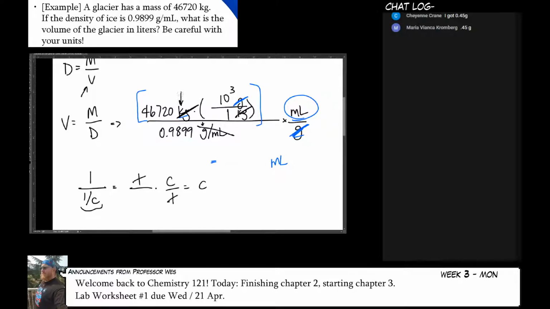So now what we can do is multiply the remaining numbers that are left together. So this number, and this number. We're going to divide by that bottom one. And that will be how many milliliters there are in the glacier. 46720 times 10 to the 3 divided by 0.9899. And when I do all that, I get this as my answer.